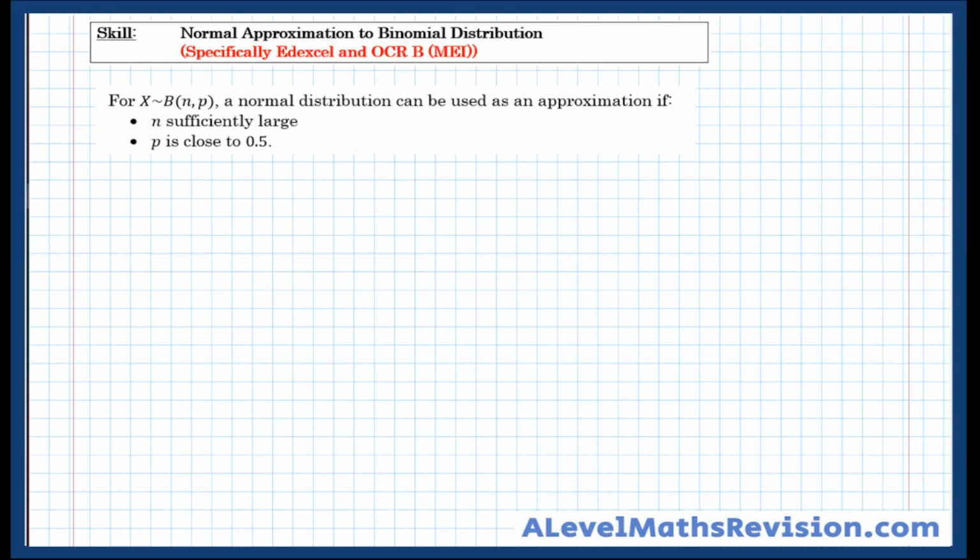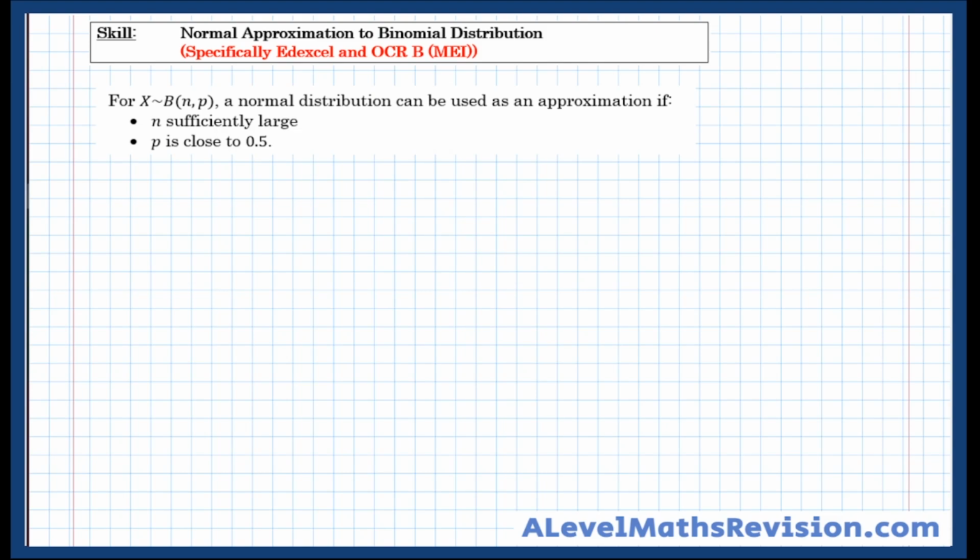I should also point out here that the way we're going to do this is specific to the Edexcel and OCR MEI syllabuses. The OCR A syllabus does things slightly differently, and there's a separate video for that. But you've seen the conditions appear there.